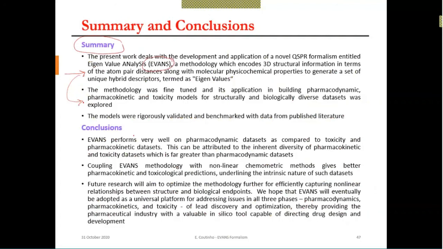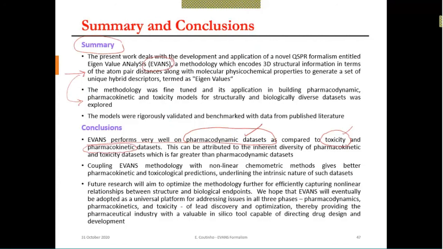In conclusion, we see that the EVANS methodology performs very well on pharmacodynamic data sets. In contrast, for toxicity and pharmacokinetics, the EVANS methodology struggles a little bit. It does very well for pharmacodynamics data sets. In fact, it outperforms many of the methods that have been published in the literature for pharmacodynamic data sets, but it is a little bit of a struggle for toxicity and pharmacokinetic data sets.